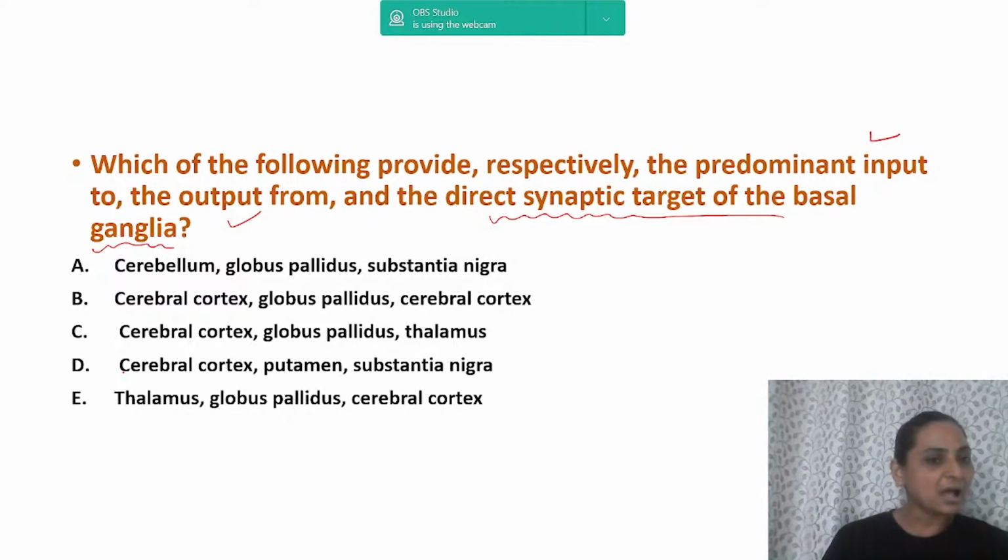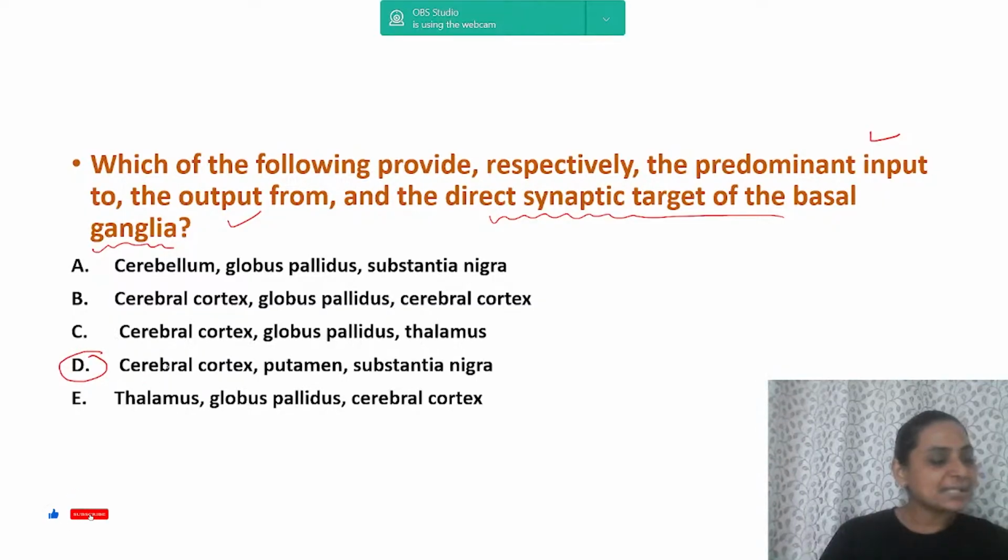Anyone can answer this: where are the inputs coming to the basal ganglia? Where are the outputs going from the basal ganglia? And in the basal ganglia, who is the direct synaptic target? So the correct answer is D, right?